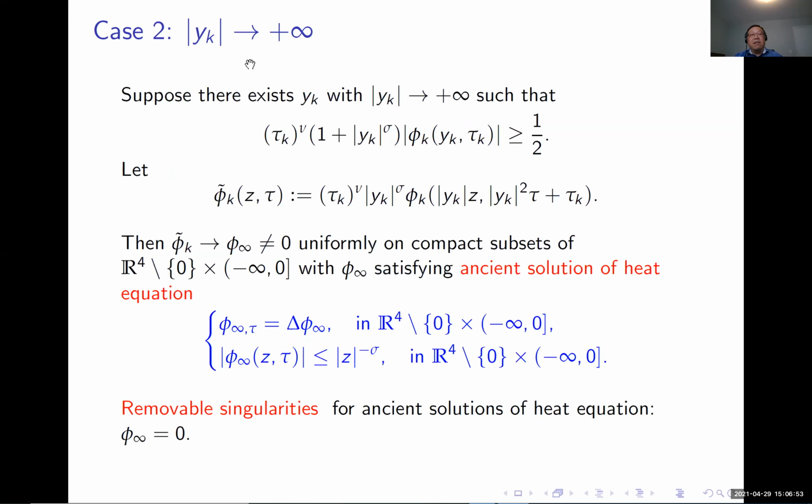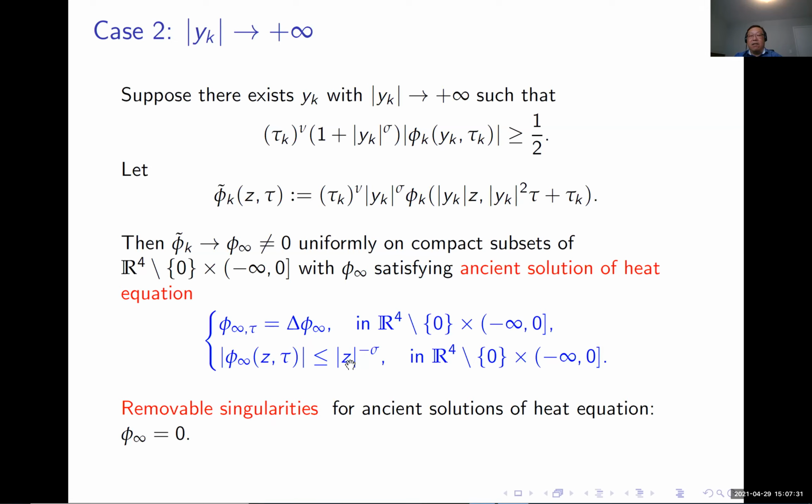The second limit is when y_k goes to plus infinity. So your blob escapes to infinity. When you do this kind of scaling, you rescale your solution in space and in time this way. And then what is the limit? Your limit is an ancient solution of the heat equation.